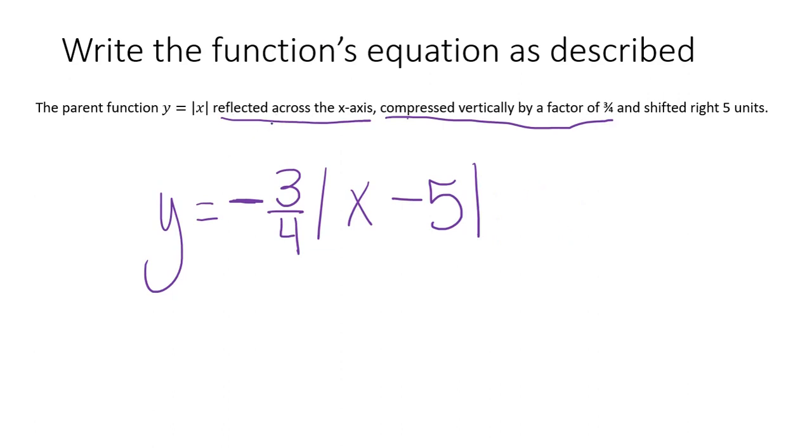So when I'm talking reflections, that's always the negative. Compression, stretching, any of that business vertically is always the number sitting in front of the absolute value. And then your right and your left information is always going to be inside the absolute value bars. Okay? Not hard by any means, but it's just kind of going backwards from what we're used to for right now.